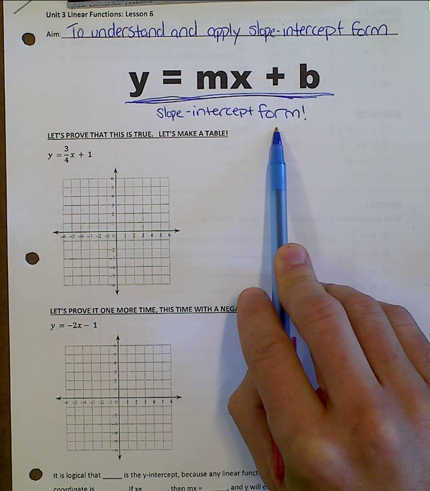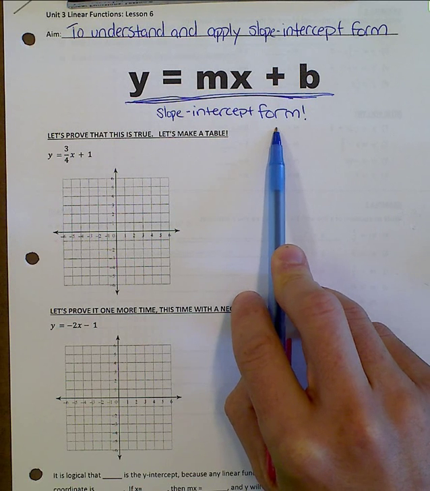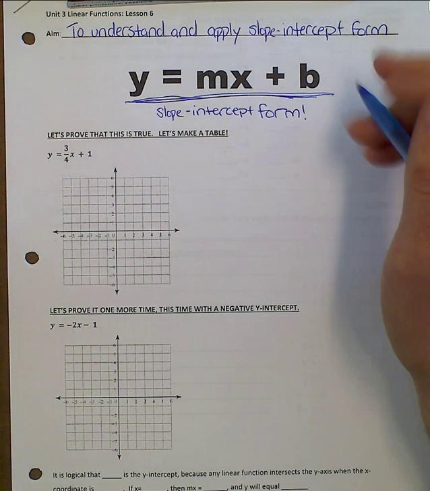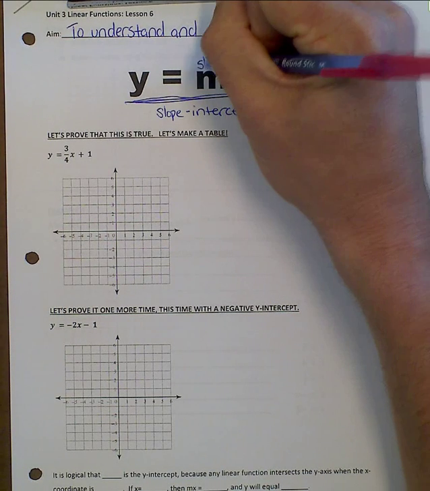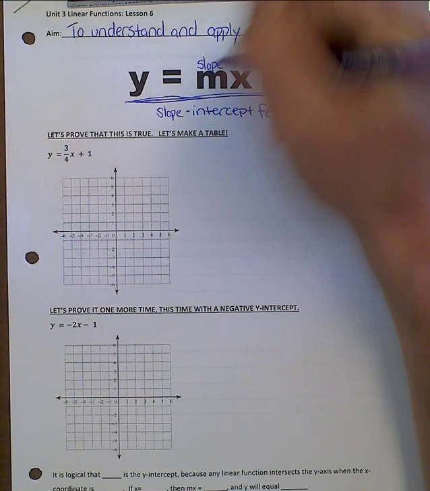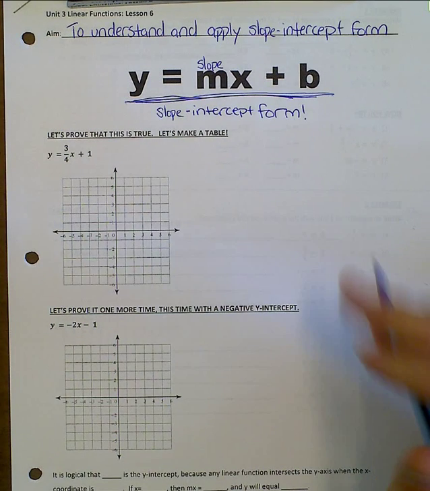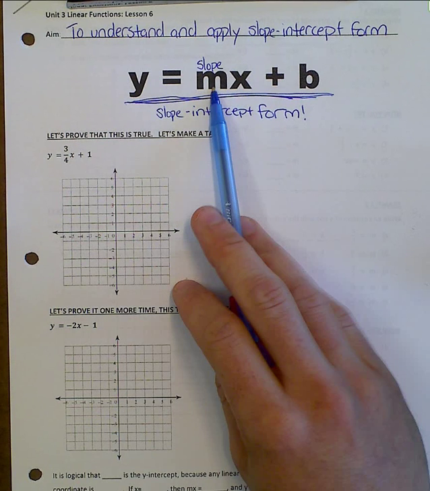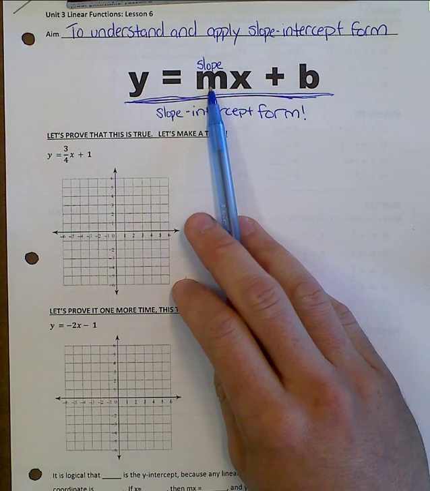And you hopefully can already tell why we might do that. You already know what m is. What does m stand for? Yeah, it stands for slope. So when we look at an equation like this, whatever number is next to x is the slope. So you can already jump down to today's examples.